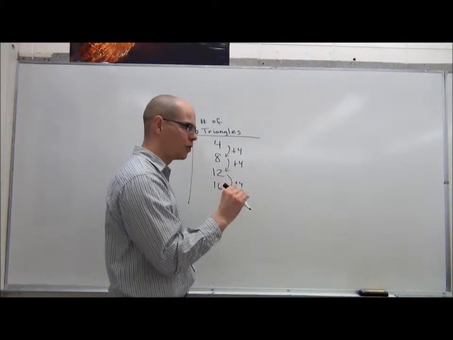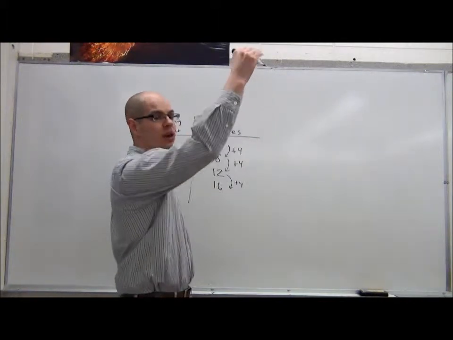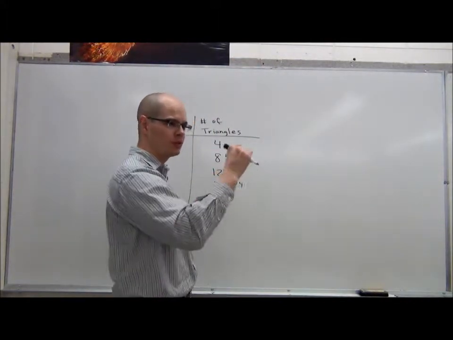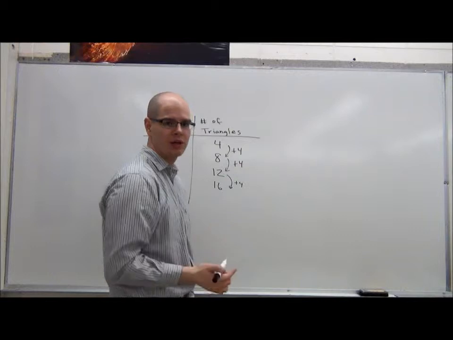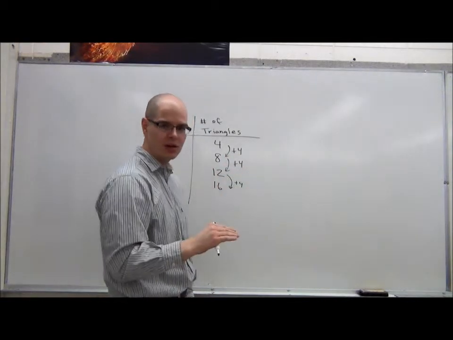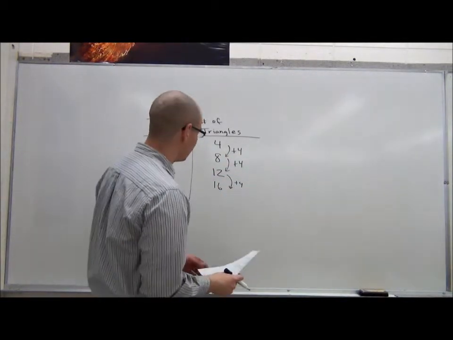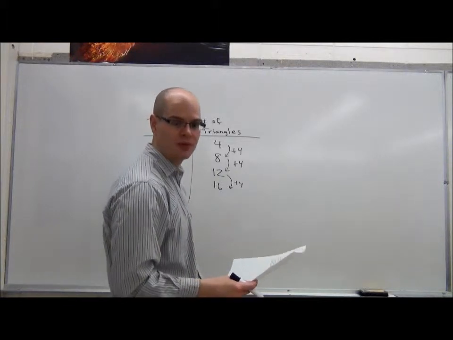It's not going 4, 4, 8, 20. It's going 4 plus 4 plus 4 plus 4. It's growing at a constant rate. It could also be decreasing at a constant rate. Okay. And by the way, this is going to give us a straight line when we graph it.